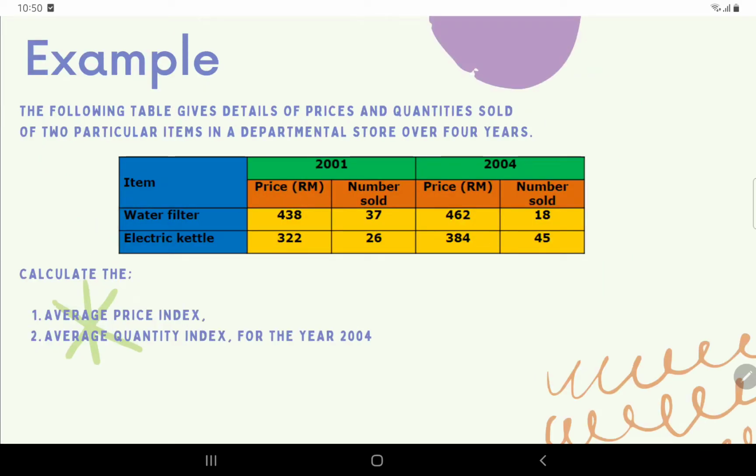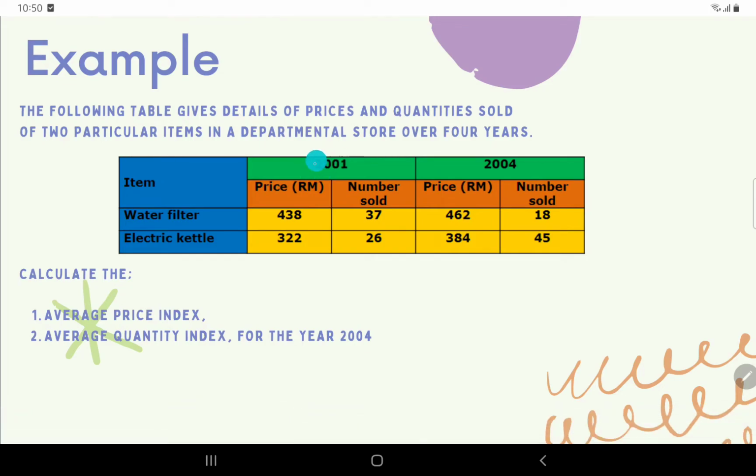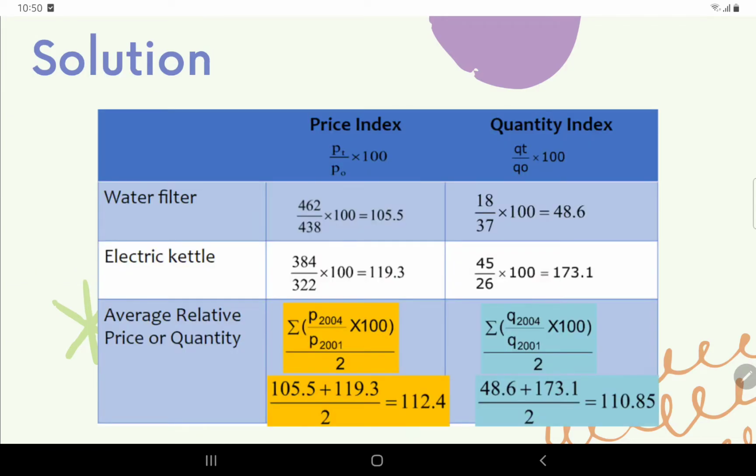Okay, so we're going to use the same example as before, but this time we want to calculate the average price index and average quantity index for the year of 2004. So 2004 is our current year. So 2001 is going to be our base year. So this is the answer.